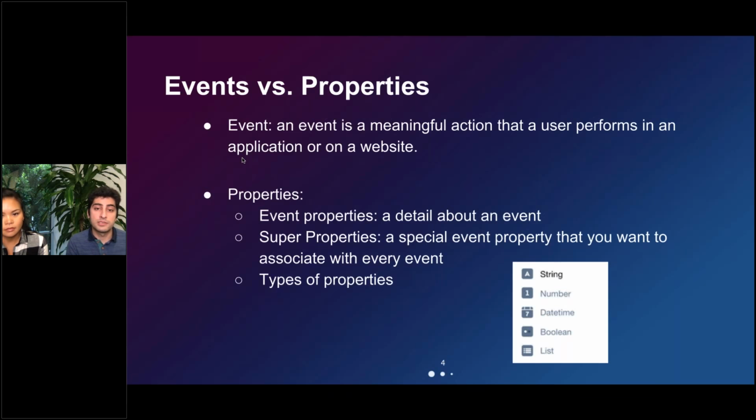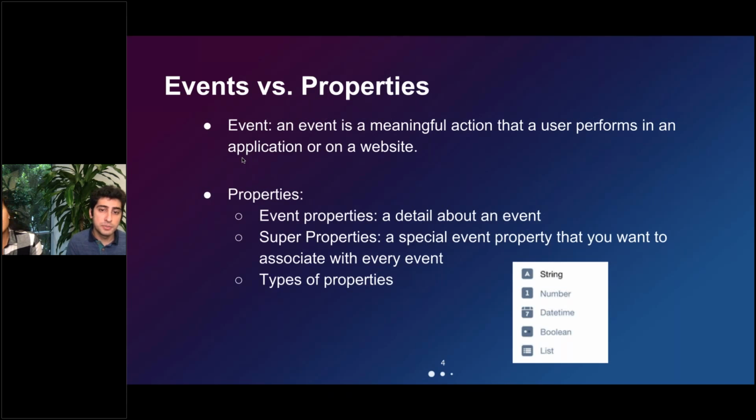Then we have properties. There's a couple types of properties. First one, we'll talk about our event properties. Event properties are details about an event. So you can have an event called song played, for example, and a perfect event property for this would be song name. So this is a good way to describe basically the actions that your users are performing with information that's valuable for that specific action.